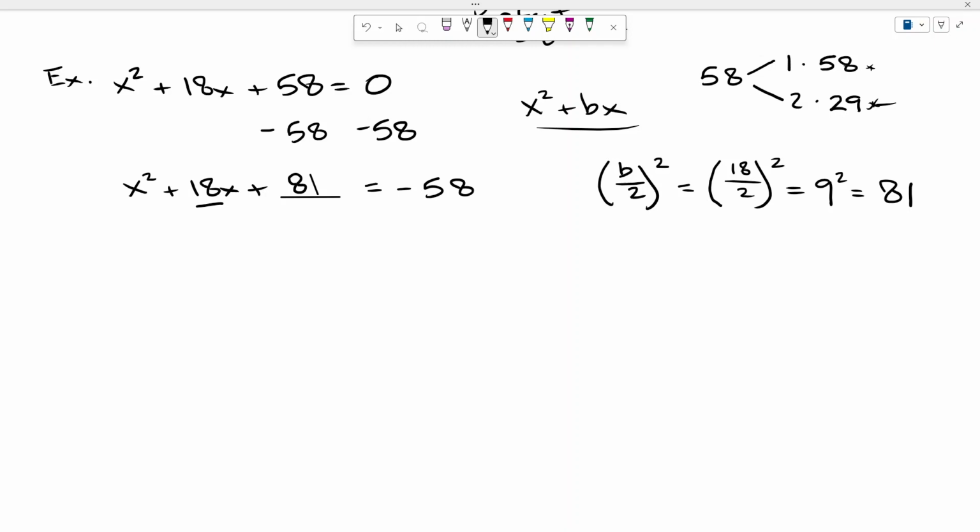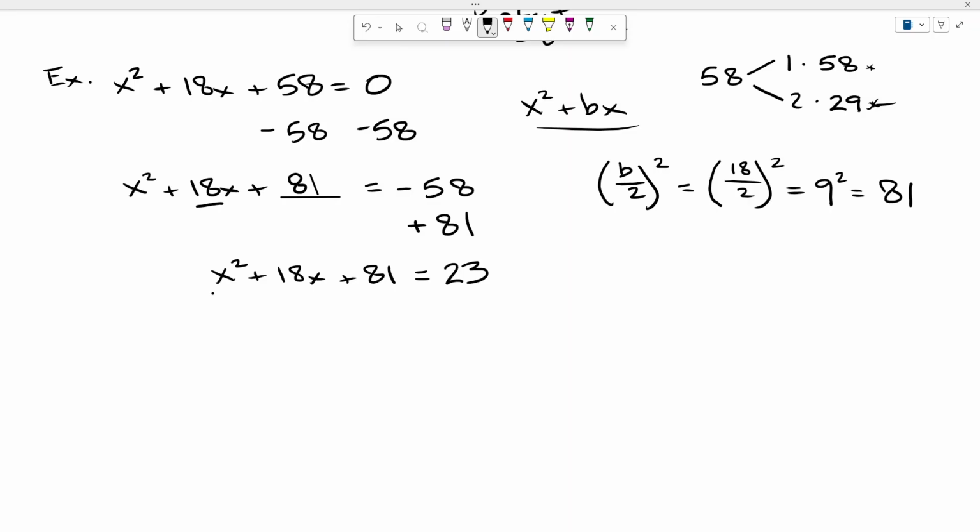But a key point here, do not forget, when we do that, what we do to the left side, we also have to do to the right side. So we added 81 on the left, but we also need to add 81 on the right. So do not forget that. After you complete the square, whatever you added or subtracted, you need to do the same to the right side as well. So we end up with x squared plus 18x plus 81 equals, and then negative 58 plus 81 will get us positive 23.